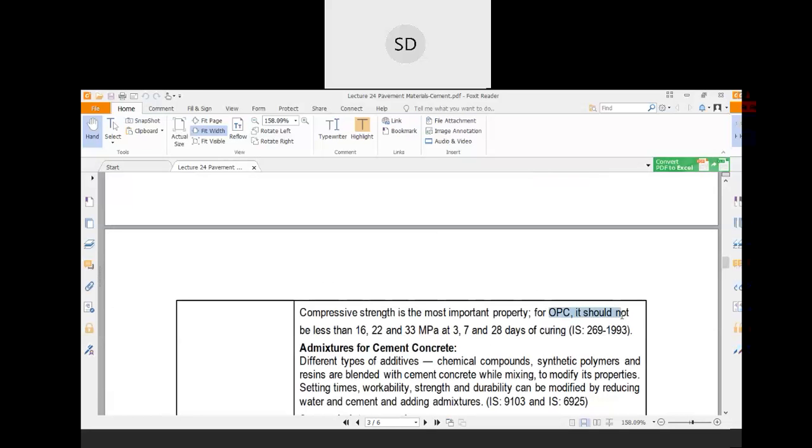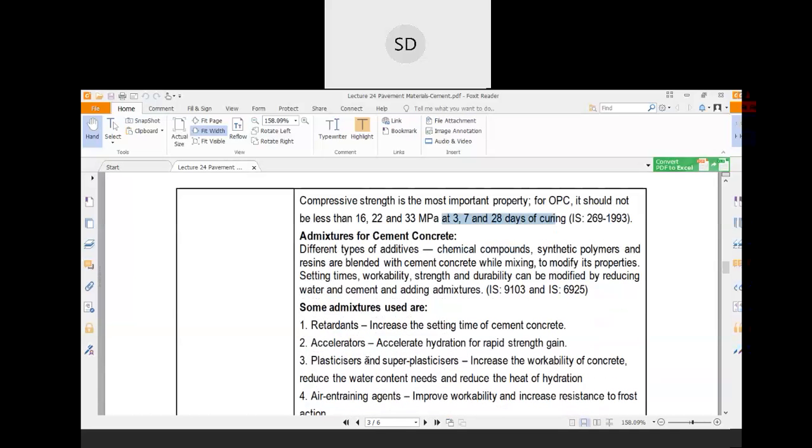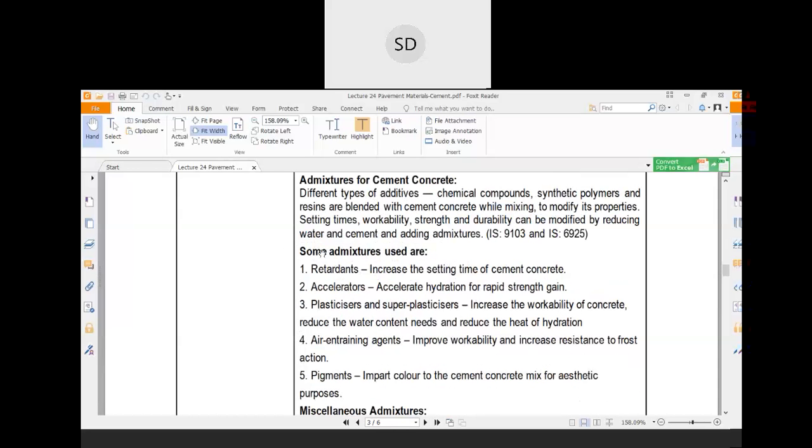Now, this parameter is important. For the OPC, this compressive strength should not be less than 16, 22 and 33 MPa at 3, 7 and 28 days of curing. Now there are different types of admixtures which are used in the cement. Admixtures are used to increase the strength and reduce the water content of the cement.